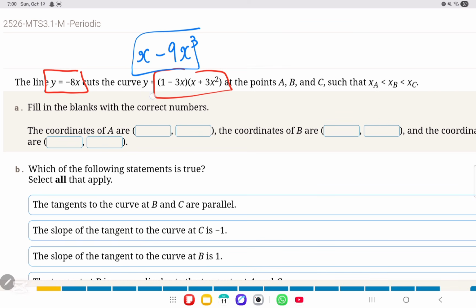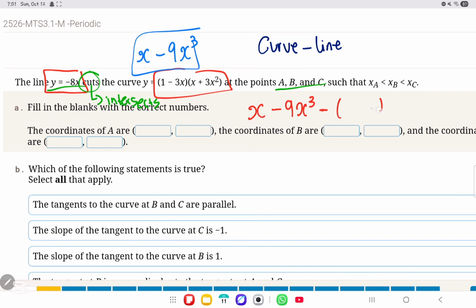Now what did they tell us? They told us that this line will cut the curve at the points a, b, and c. What do they mean by cut? When they say cut, they mean that it intersects. So when it intersects, what are we supposed to do? Whenever it intersects and we're dealing with a curve and a line, we will apply the equation curve minus line. So you take the equation of the curve, which is x minus 9x cubed, and you subtract from it the equation of the line, which is minus 8x, and you will get one equation, and this equation will be used to find the values of the intersection points.